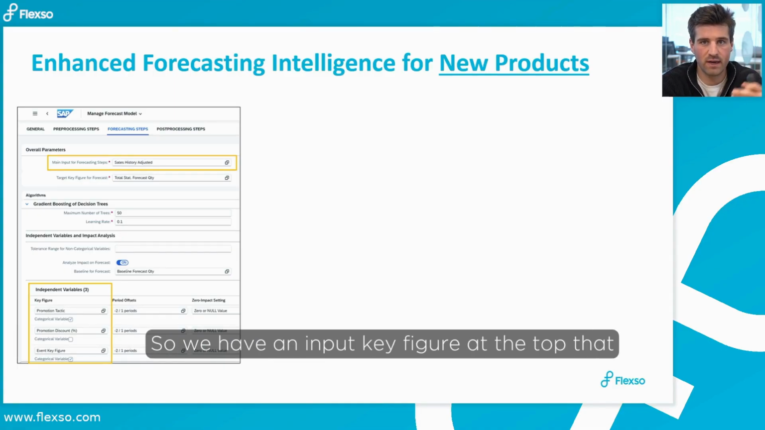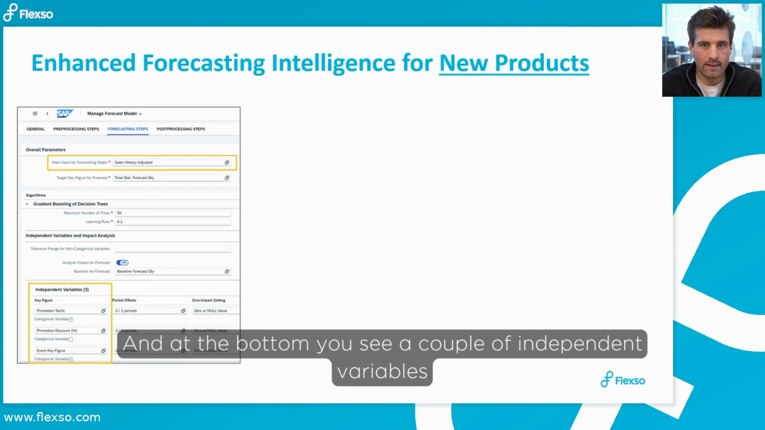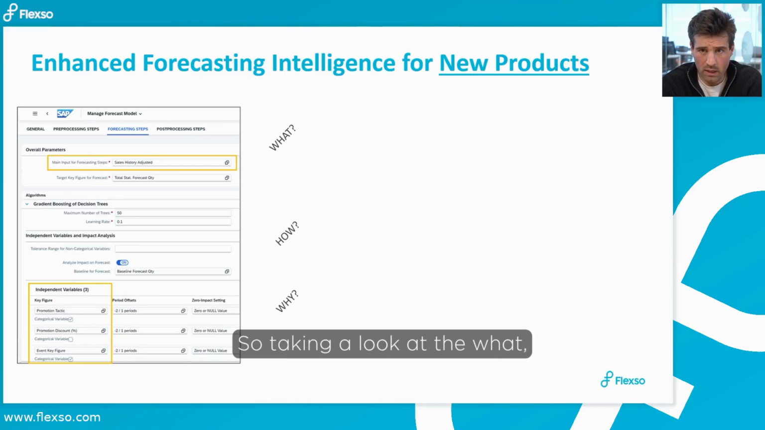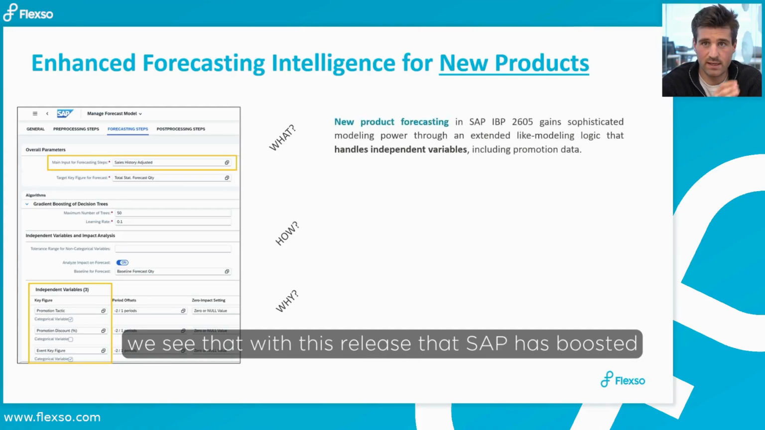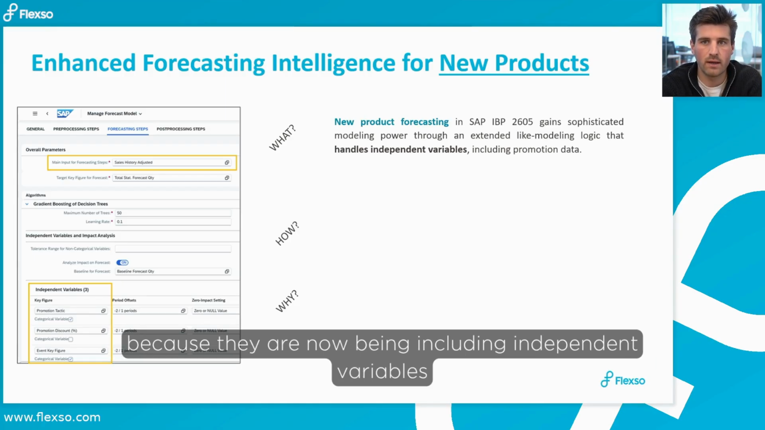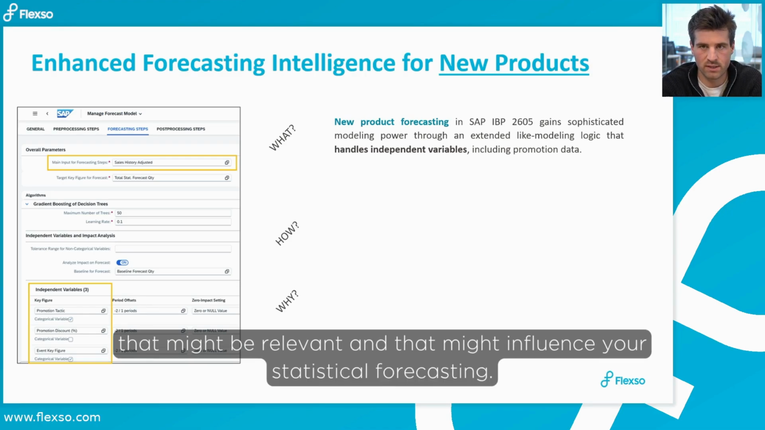So we have an input key figure at the top that you use to basically do your statistical forecasting upon. And then at the bottom, you see a couple of independent variables that might be impacting the final result of your statistical forecast. So taking a look at the what, the how, and the why of this new enhancement with 2605, we see that with this release SAP has boosted the modeling power for new product forecasting because they are now including independent variables, for example, promotion data, certain event key figures that might be relevant and that might influence your statistical forecasting.